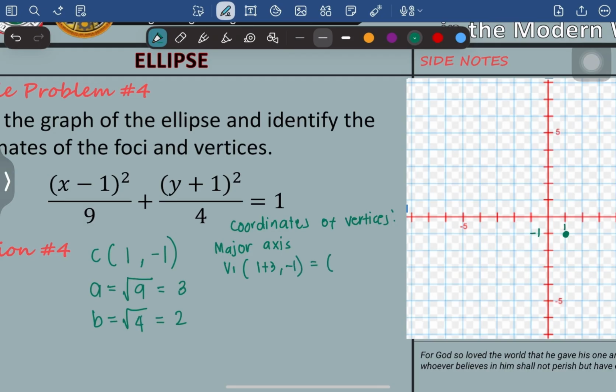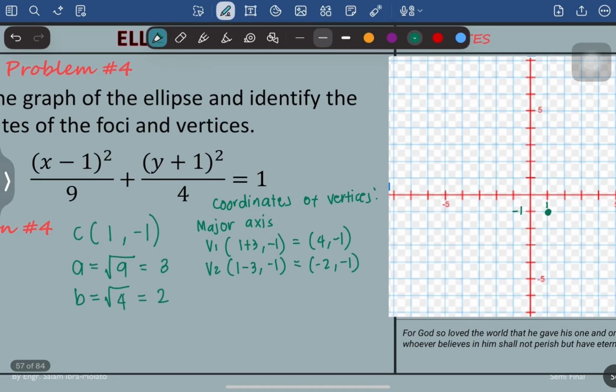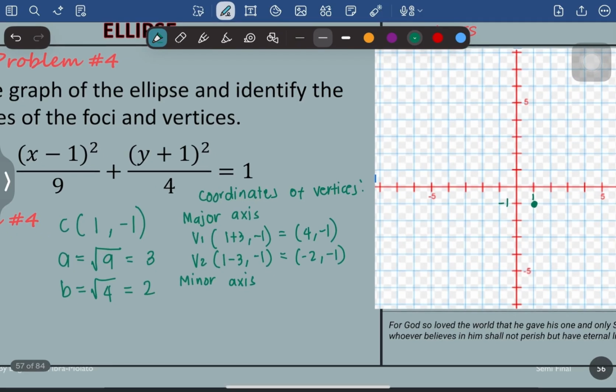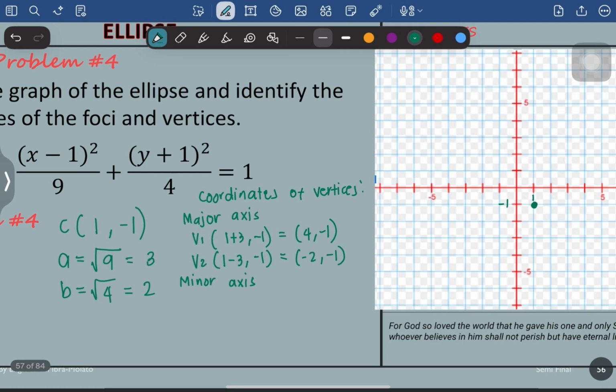This becomes 4, -1 for the first vertex. Then for the second vertex, we're going to subtract 3. Then this becomes -2, -1. Then for the minor axis, it is parallel to the y coordinates.